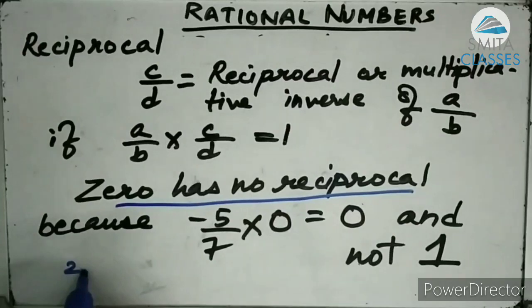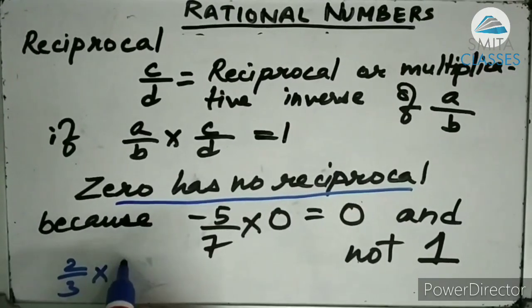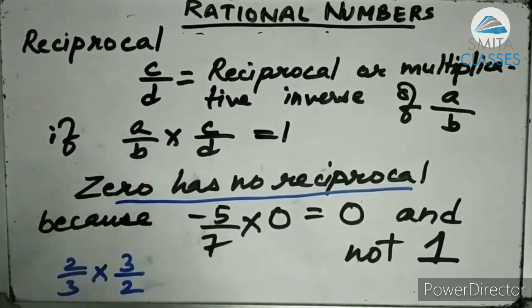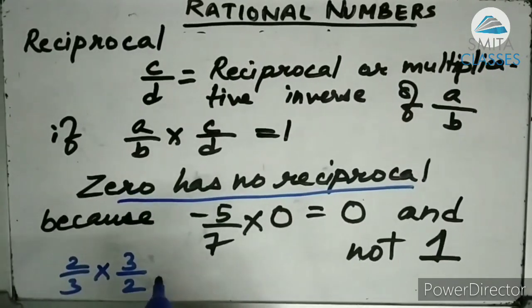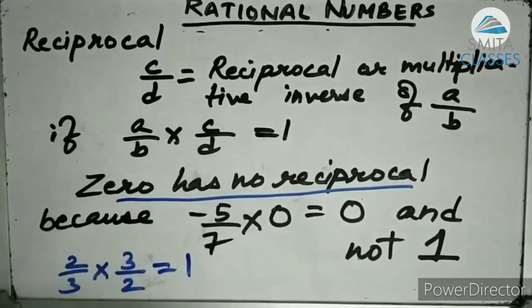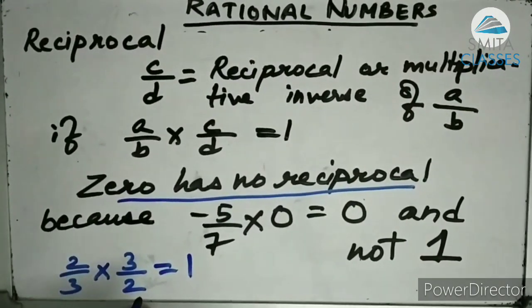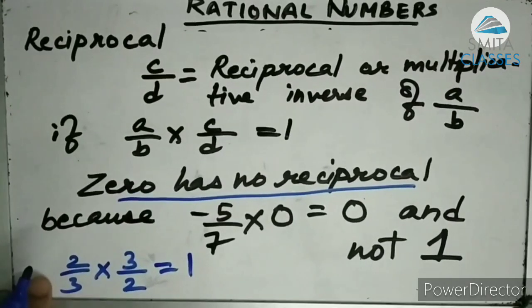I can show you an example. Suppose I have a number 2 by 3 and I multiply it with 3 by 2. I get the answer as 1. So here 3 by 2 is the multiplicative inverse of 2 by 3.